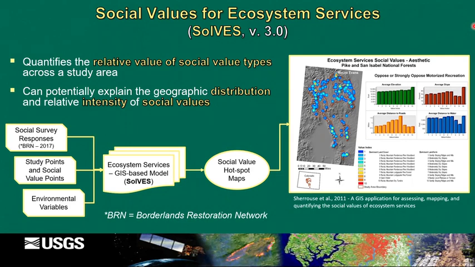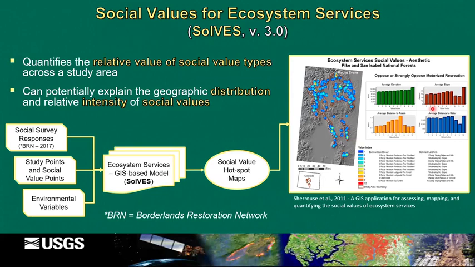And what you can see in the image on the right is an example of what sort of product SOLVES produces. So areas that are highlighted in red, such as in here and in here, that's where you have high aesthetic social value. Areas in blue would represent lower aesthetic social value. So you can begin to see areas that are highly valued by the respondents to the survey.